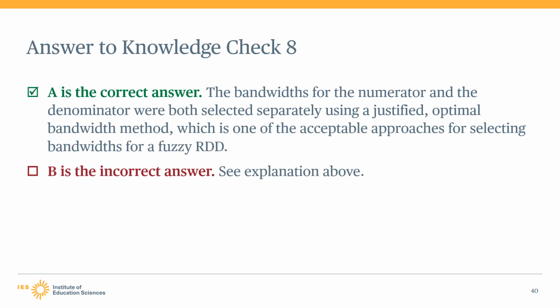The correct answer is A. Yes. The study does meet RDD criterion 5G because the impacts are estimated within a justified bandwidth. The bandwidths for the numerator and the denominator both were selected separately using a justified optimal bandwidth method, which is one of the acceptable approaches for selecting bandwidth.